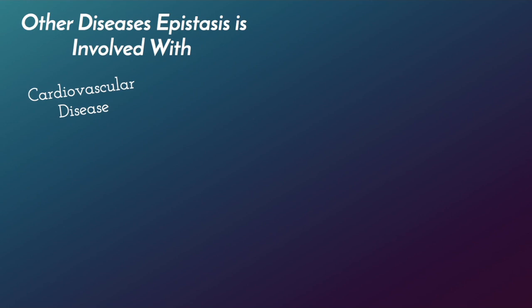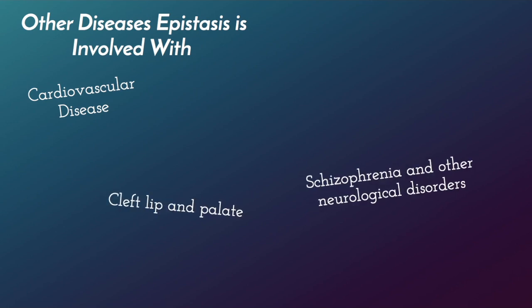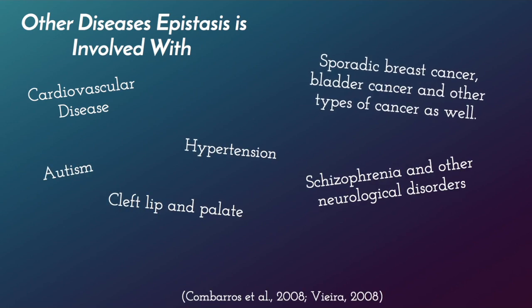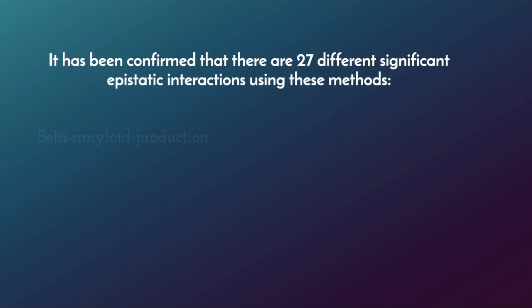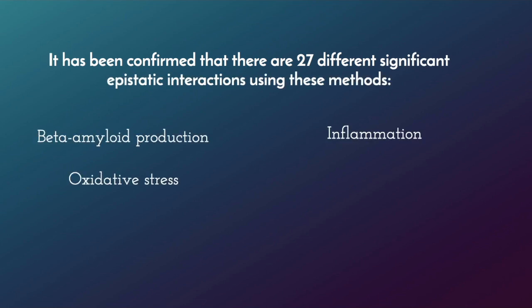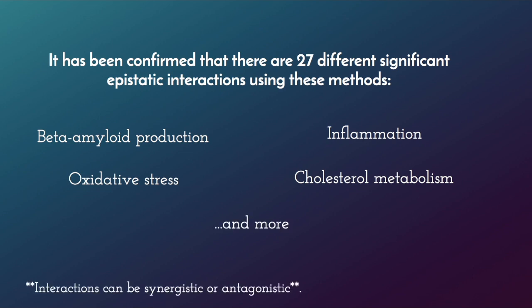Other diseases epistasis is involved with include cardiovascular disease, cleft lip and palate, schizophrenia and other neurological disorders, autism, hypertension, sporadic breast cancer, bladder cancer, and other types of cancer as well. And these are only a few. It has been confirmed that there are 27 different significant epistatic interactions using these methods: beta amyloid production, inflammation, oxidative stress, cholesterol, and more.